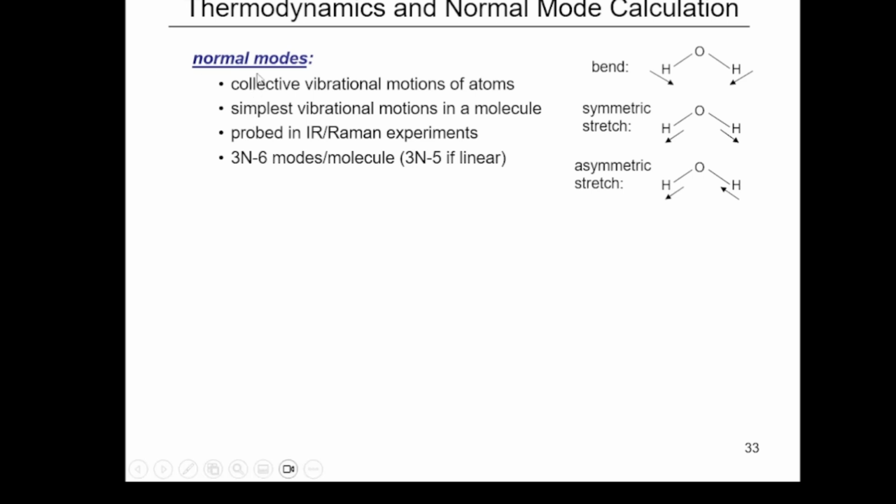So the first question is, what are the normal modes? When you talk about normal modes, you're actually talking about vibrational motion of atoms. So the collective vibrational motions of atoms are called normal mode analysis. These are probed in IR and Raman experiments, and you can have 3n-6 modes for a nonlinear molecule and 3n-5 if the molecule is linear.